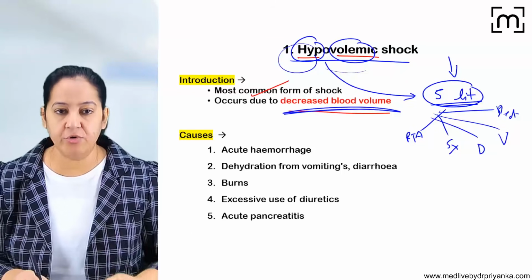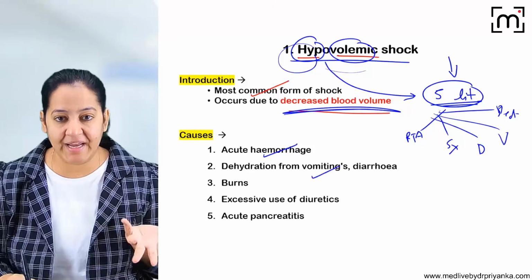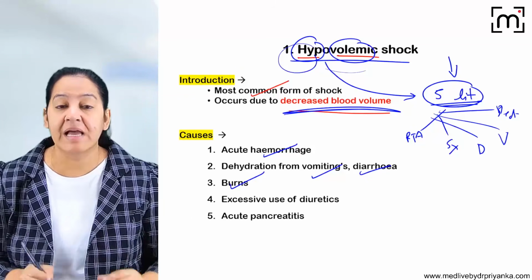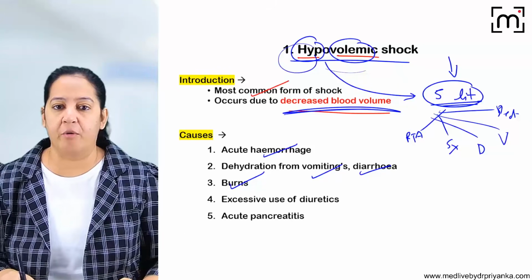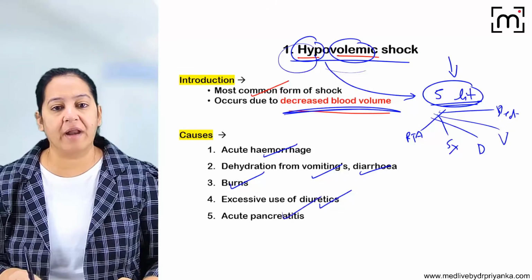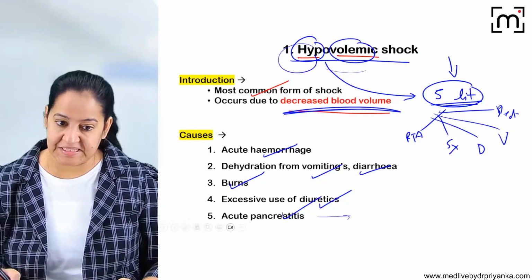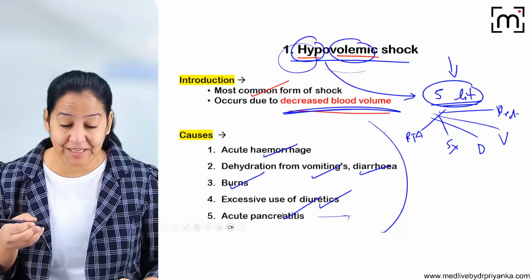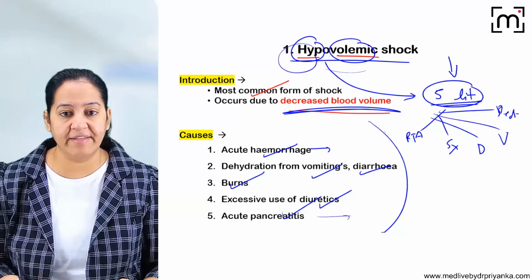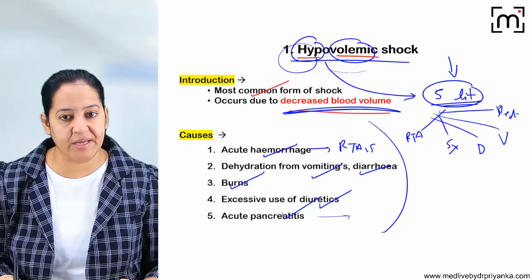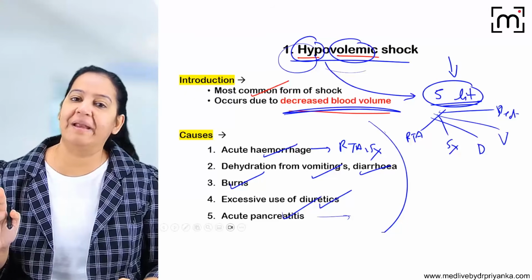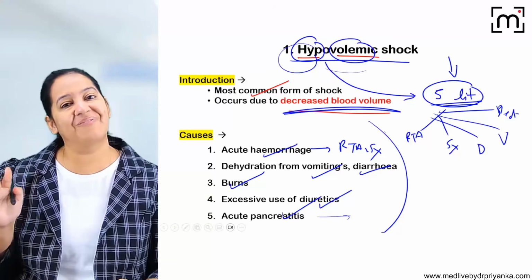The causes I already told you: it can be acute hemorrhage, bleeding, diarrhea, vomiting, burns. In burns, the fluid evaporates. Excessive use of diuretics or acute pancreatitis, also the fluid loss is there. So these are the causes. You can write the example: road traffic accident, surgery, in which acute hemorrhage, the bleeding, is there. So in all these causes, the fluid is lost.